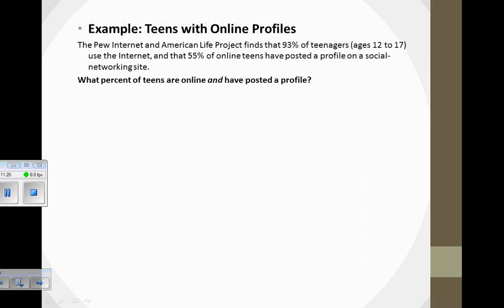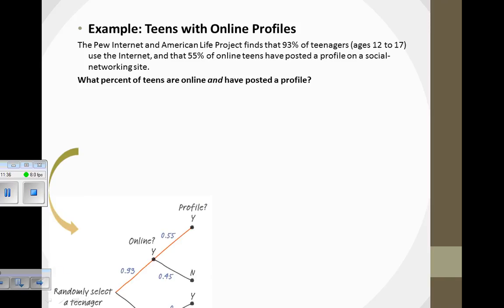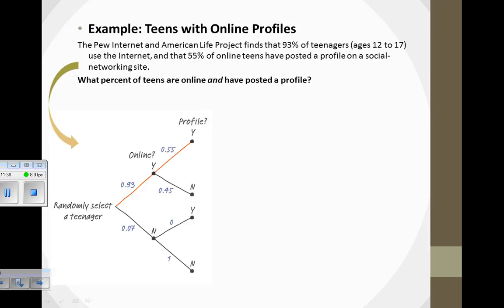All right. The Pew Internet and American Life Project finds that 93% of teenagers ages 12 to 17 use the internet, and 55% of online teens have posted a profile on a social networking site. What percent of the teens are online and have posted a profile? So what we're going to do is make a tree diagram. First, I'm just going to randomly select, and we have event A of being online and B of not being online, basically.